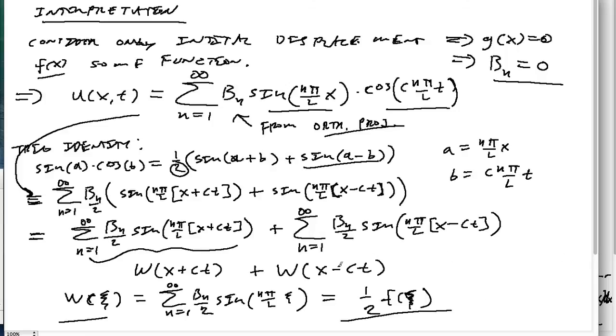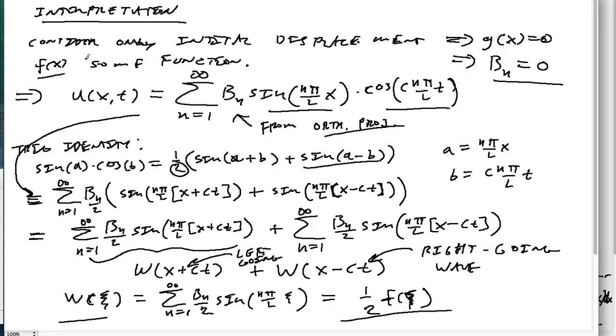So what we see here is that this w function is half the size of our initial condition, but because there's this minus ct, this is a right-going wave. And this is a left-going wave because there's a plus sign there.